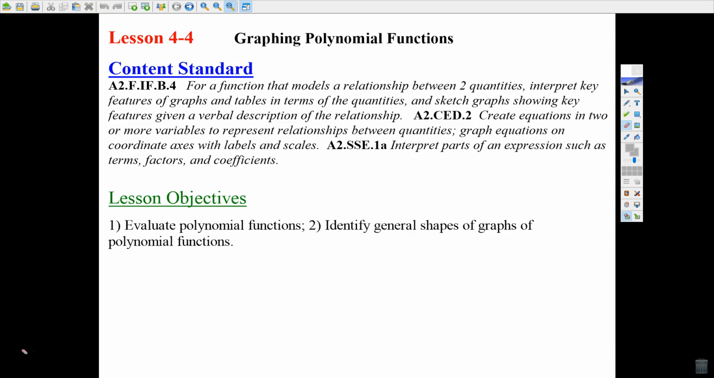All right, we're now on lesson 4.4, and we want to do two things in this lesson, and I think this is going to be a review. We want to evaluate polynomial functions. So given a particular input, can we come up with the output? That'll be the first part of the lesson. And then we're going to talk again about how certain pieces of information about the function will tell us the general shape of the graph of a polynomial function, and we'll talk about those in the second part of the lesson.